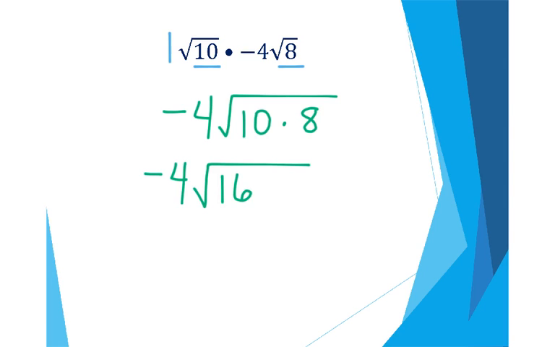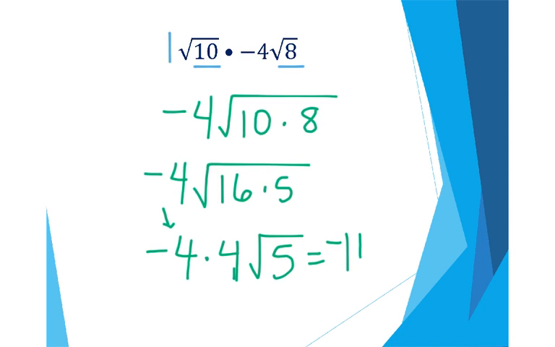be 16 times 5. Now if you don't know that, of course you can break 10 down to 2 times 5 and 8 down to 2 times 2 times 2 and then take out pairs and simplify your radical that way. But if you know this, then you can say negative 4 from there, and then the square root of 16 is 4, and then the 5 is going to stay under your radical, and so that's going to give you negative 16 times the square root of 5.